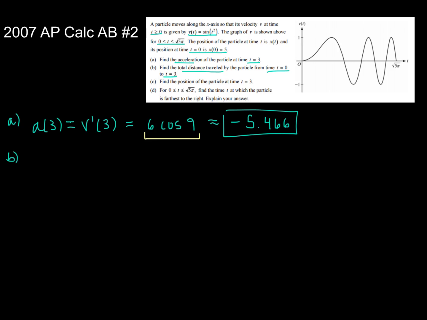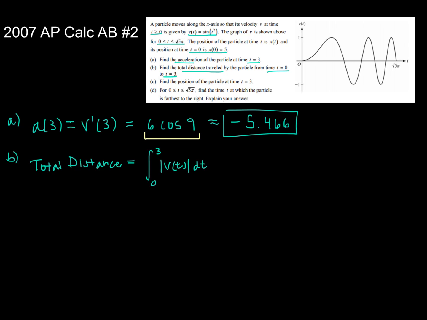So I need to set this up, that's my plan. I need to show my plan here with my work. So here's what I'll say. So here I have total distance. I'm saying what it is I'm finding, and that is going to be equal to the integral from 0 to 3, my time interval, of the absolute value of velocity dt.